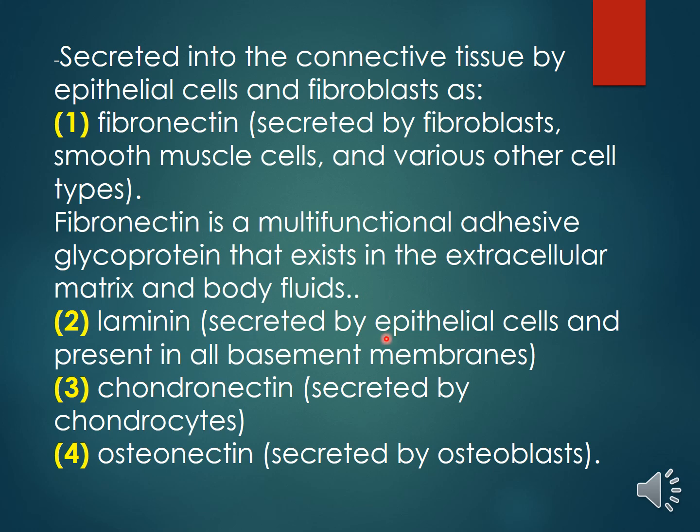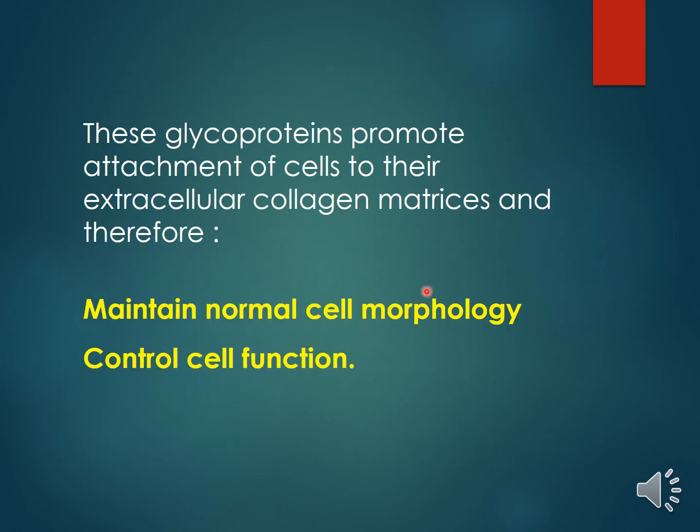Laminin is secreted by the epithelial cells and is present in all basement membranes. Chondronectin is secreted by the chondrocytes. Osteonectin is secreted by the osteoblasts. These glycoproteins promote the attachment of the cells to their extracellular collagen matrices, and therefore they maintain normal cell morphology and control their cell function.